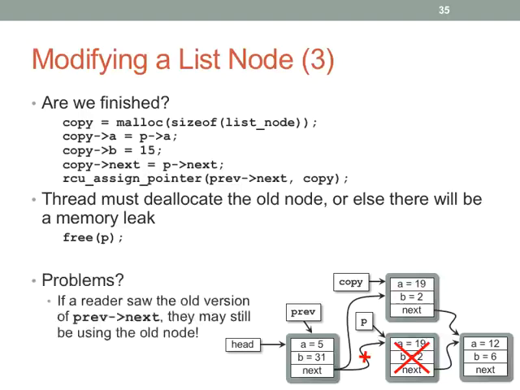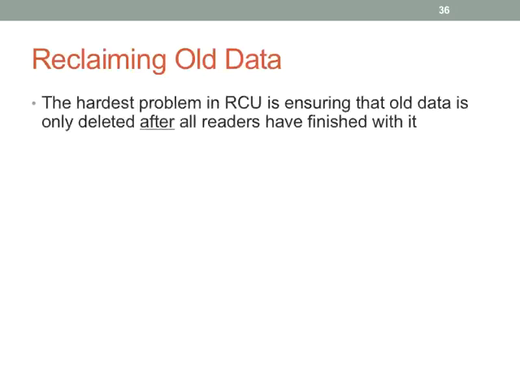So the obvious issue is that if somebody's following the old version of prev arrow next, they may be using the old node when the free is called. So really, all the complexity of read, copy, update centers around this issue. When can I free stuff? That's really what all the complexity of read, copy, update comes from.